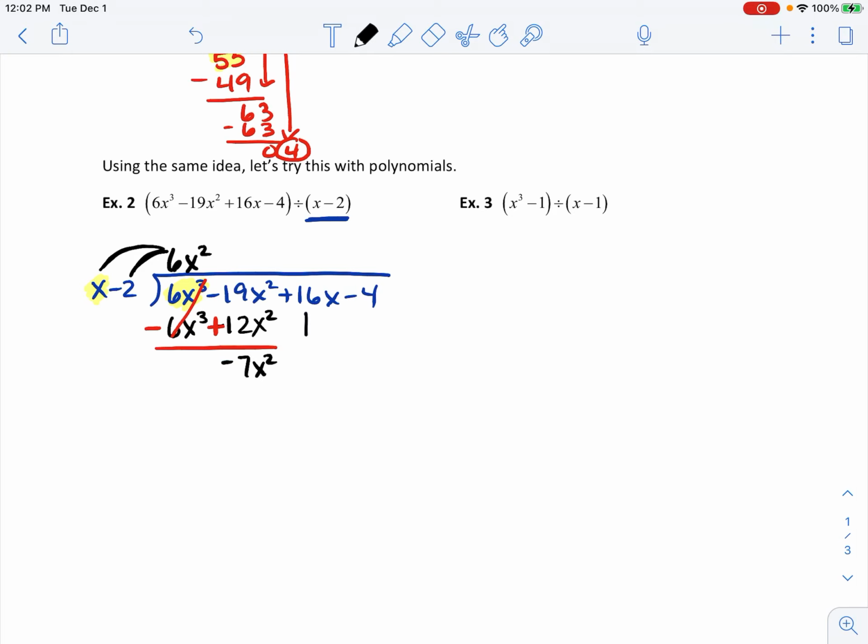And then we're just going to bring down our next term, and we're going to repeat the whole process again until we run out of terms. Okay, so let's look at it again. How many times does x go into negative 7x squared? A better way to think about it is, what do you have to multiply x by to get negative 7x squared? Well, that would be negative 7x, right? So let's go ahead and multiply it. Negative 7x times x is negative 7x squared. Negative 7x times negative 2 is positive 14x.